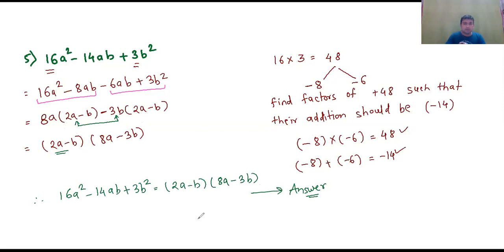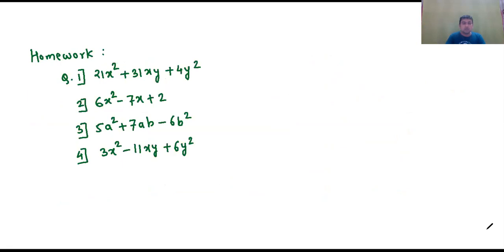Okay, so hope if the polynomial is in the form x square plus minus bx plus minus c, I think you will be able to factorize it. So let's do some problems for homework. You can pause the video and note down these polynomials and just check whether you are able to solve these polynomials or not. The question is you have to find the factors of these four polynomials, right?